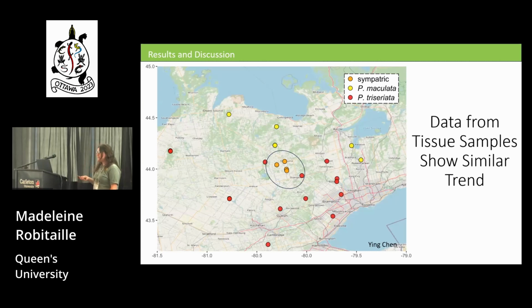And I just want to highlight this work from Ying Chen, who's a co-author on my work. And she has found some admixed or co-occurring populations in the same areas that I have. So it's really promising to see that her tissue samples are substantiating my eDNA samples, and this just gives more support to the location of the contact zone in southwestern Ontario.